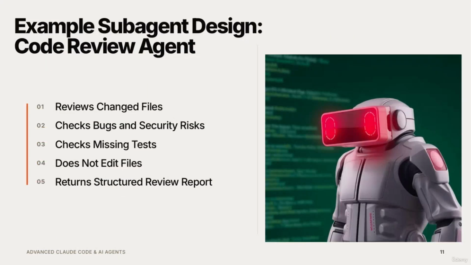Here, we're diving into the example of subagent design specifically focused on a code review agent. The primary role of this agent is to review the files that have been changed, carefully analyzing the modifications. It performs critical checks for bugs and potential security risks, ensuring that the code remains reliable and safe. Additionally, it looks for any missing tests, which is crucial for maintaining code quality and coverage. Importantly, this agent does not make any edits to the files itself. Instead, it produces a structured review report.